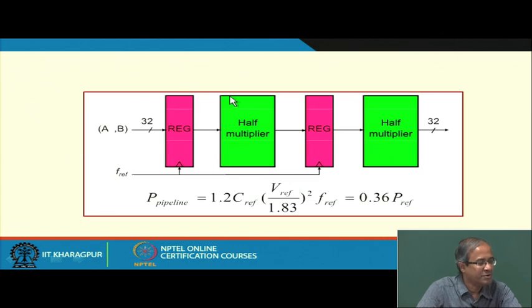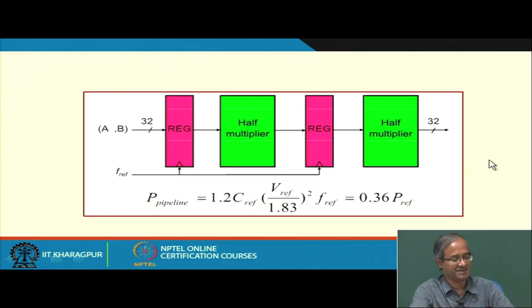There was a multiplier, we divided the multiplier into two parts, first half and the second half, in a two stage pipeline. And what we did? We ran the pipeline at the same frequency, but the voltage, initially it was Vref, now it has become Vref by 1.83. So, if you compute the power consumption for this new design, the power consumption was about 36% of the original power consumption, because power is proportional to the square of the voltage, and you are reducing this voltage. This is the essential idea, right.